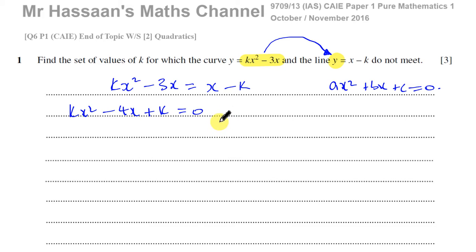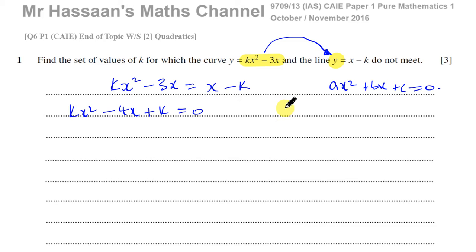Now I know that we want to find the set of values of k for which they don't meet, which means this should not have any solutions. If there will be no solutions for this, that would mean that they don't meet. If there's no solution for the intersection of these two, it means they don't intersect. So that's what we have to do.